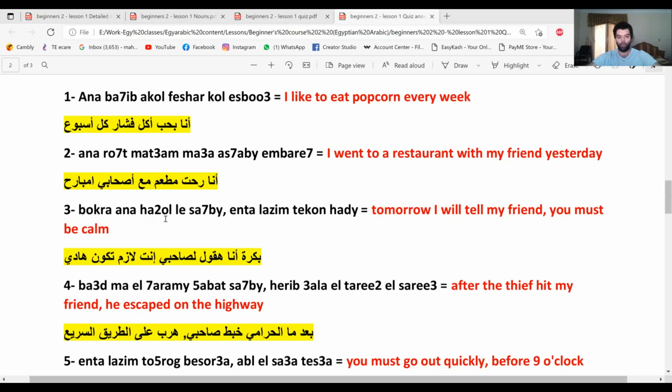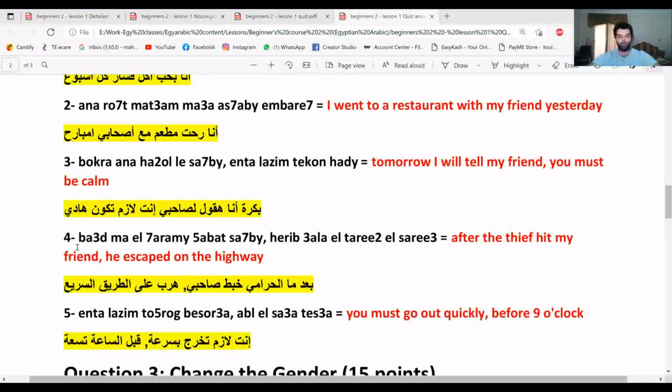Good. Let's see the next sentence. بكرة أنا هقول لصاحبي أنت لازم تكون هادي. And that means tomorrow I will tell my friend, you must be calm. بكرة أنا هقول, that's the future now. لصاحبي, I will say to my friend. Okay, أنت لازم تكون هادي, you must be calm.